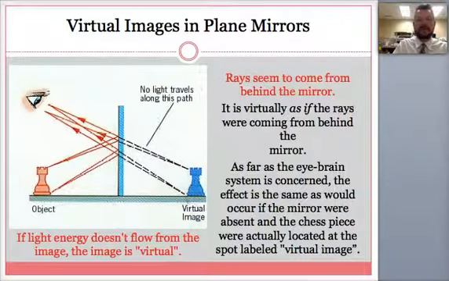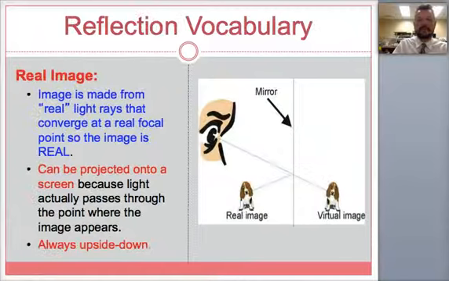Rays seem to come from behind the flat mirror or the plane mirror. It is virtual, as if the rays were coming from behind the mirror. As far as the eye-brain system is concerned, the effect is the same as would occur if the mirror were absent and the chess piece were actually located at the spot labeled virtual image. If light energy doesn't flow from the image, it is considered virtual.